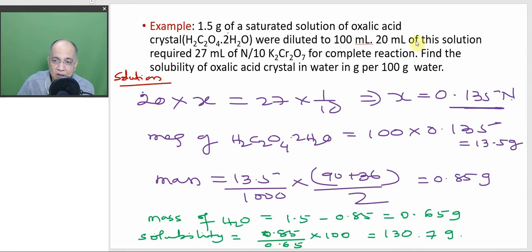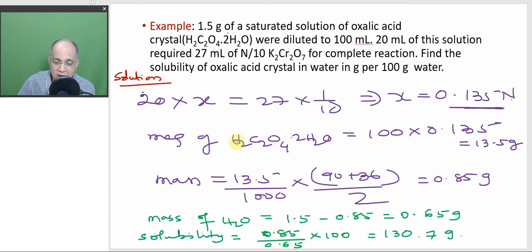Now let's go for the titration. 20 into x is equal to 27 into 1 by 10. Here the normality is given. Had there been molarity, then the n factor would have been taken to convert molarity into normality. Here the n factor would have been 6. Doesn't matter. Normality is given. So the normality of this diluted oxalic acid solution is 0.135 N.